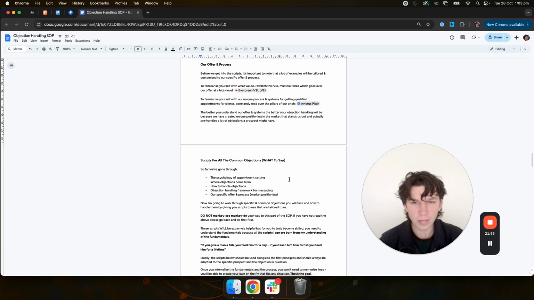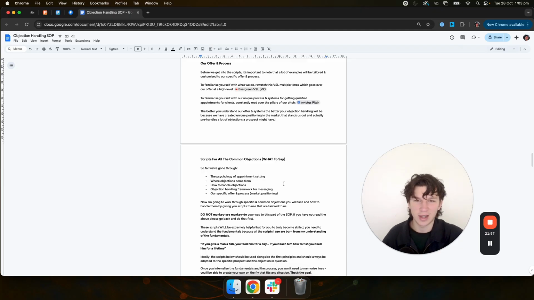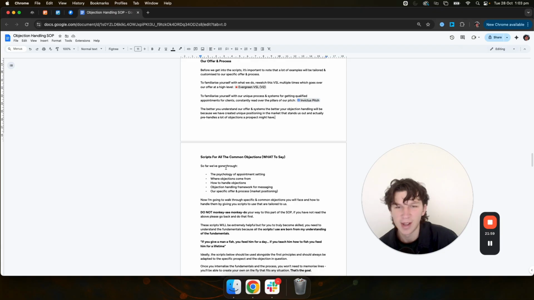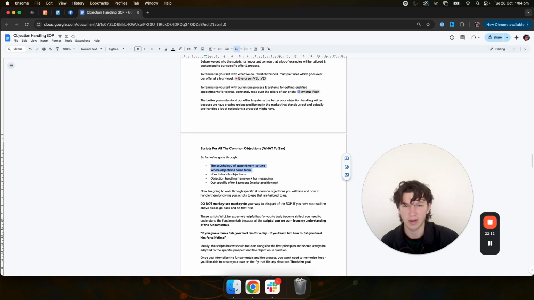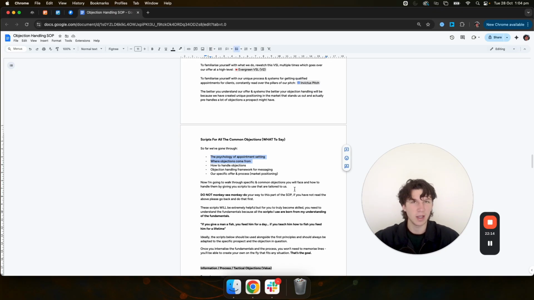So, final thing, the shiny stuff: scripts for all the common objections. So far we've gone through the psychology of appointment setting, where objections come from, how to handle them, the objection handling framework for messaging, and then our specific offer and process. Now I'm going to walk through specific and common objections you'll face and how to handle them by giving you scripts. Don't monkey see, monkey do.